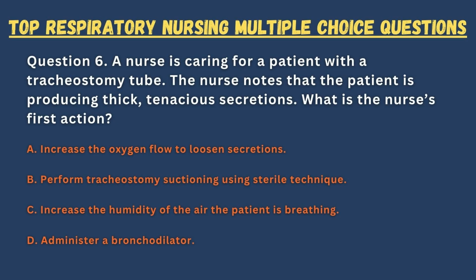Question 6. A nurse is caring for a patient with a tracheostomy tube. The nurse notes that the patient is producing thick, tenacious secretions. What is the nurse's first action?